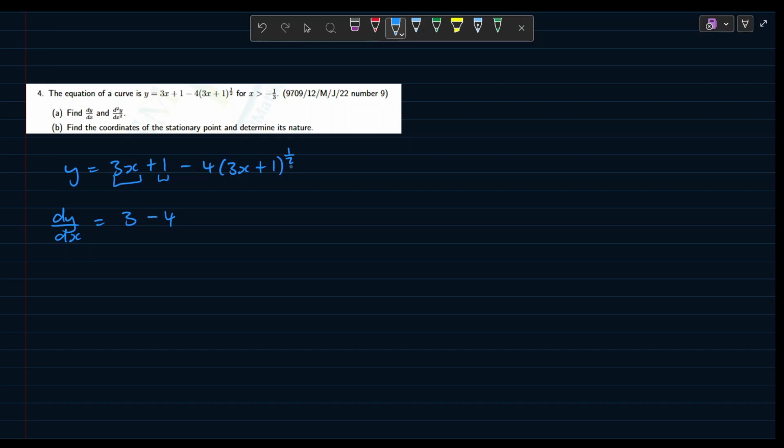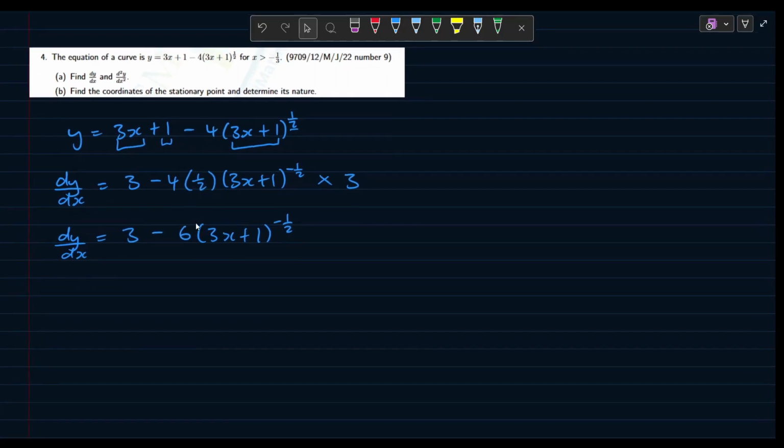So here, differentiate the outer function first. So bring down the power 1 over 2. Then we've got 3x plus 1. Subtract 1 from the power, so half minus 1, which gives us negative half. And now differentiate the inner function. If you differentiate 3x plus 1, you get a 3. So dy/dx is equal to 3 minus 4 times half, which is 2, so 2 times 3 gives us 6, times (3x plus 1) to the negative 1 over 2. So this here is our first derivative, dy/dx.